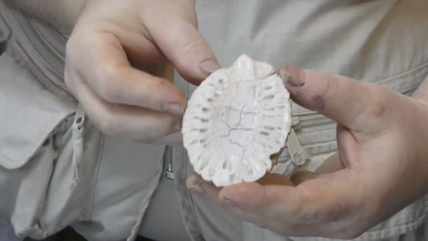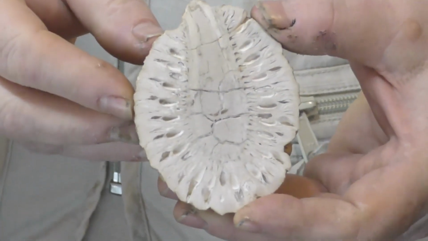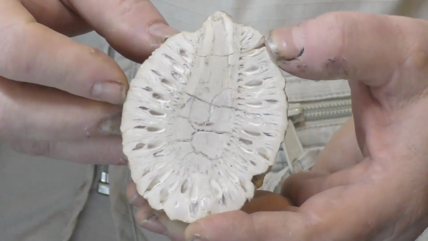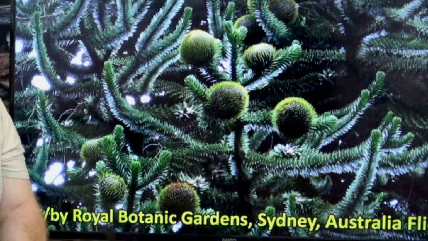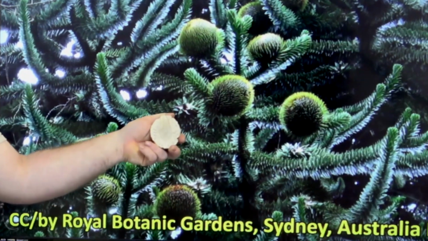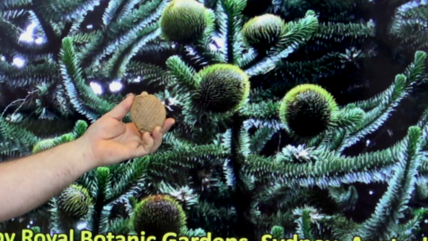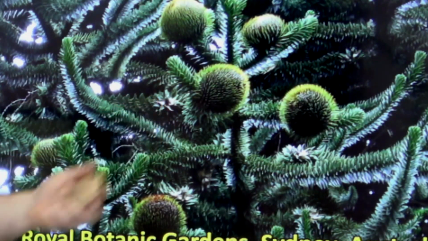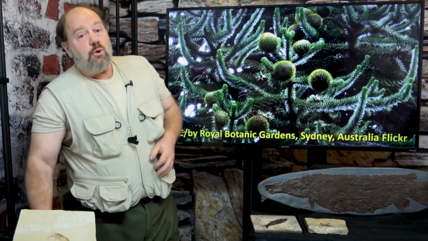It's been cut in half so you can see the internal structure and even the preserved seeds. How do we know it's the Wollemi pine? Because it looks just like the cones on the Wollemi pine. Nothing has changed.